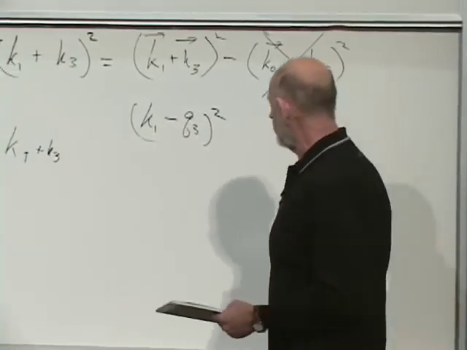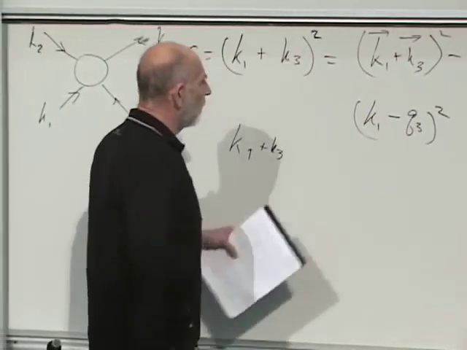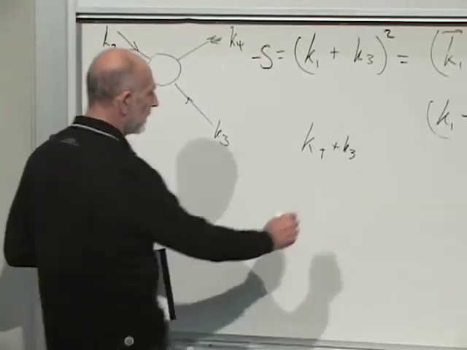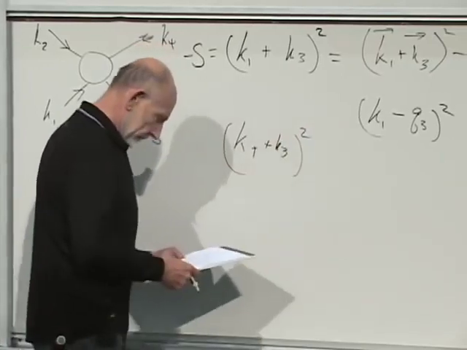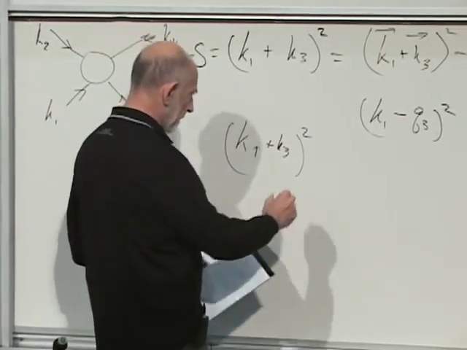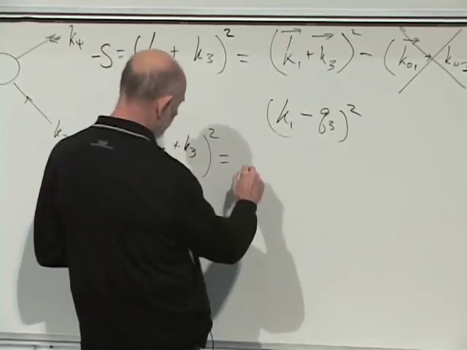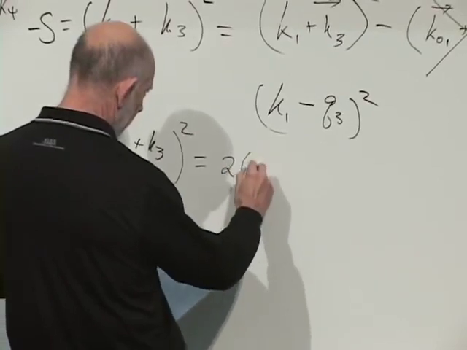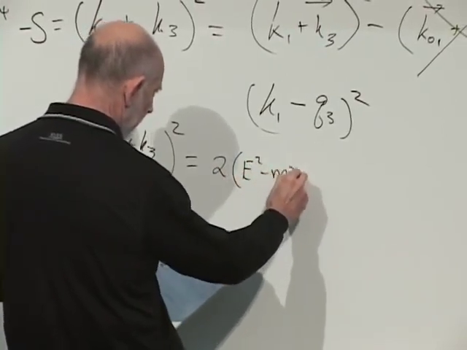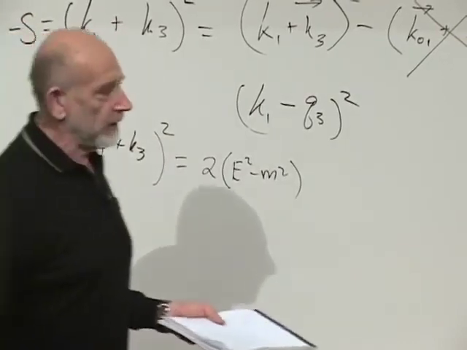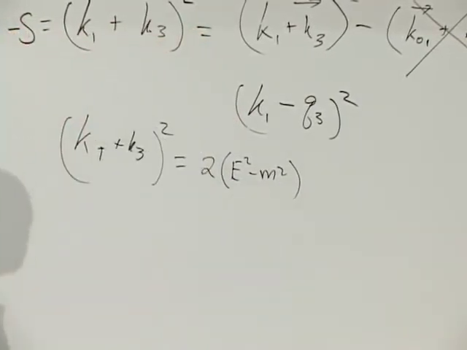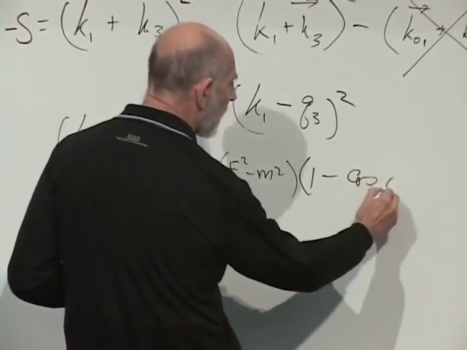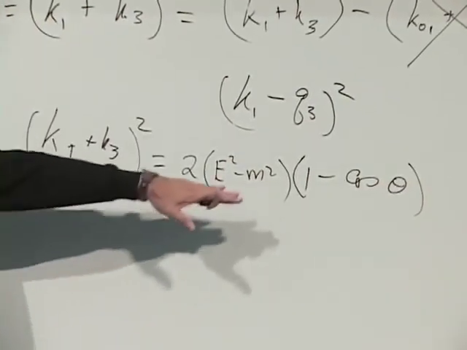The formula for K1 plus K3 squared is just twice the energy squared minus the mass squared. All right, we already worked out what the energy is. The energy is the S variable. It's twice E squared minus M squared in the center of mass frame times 1 minus the cosine of the angle of scattering. This is the interesting thing here.